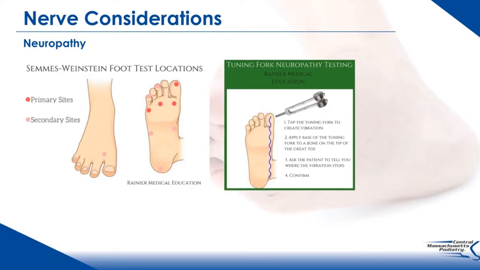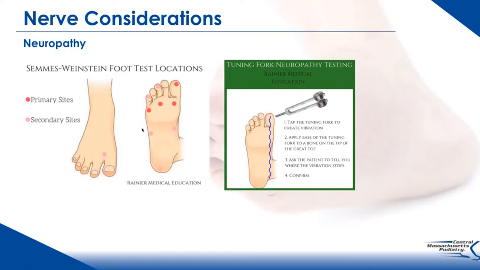There's two things that your doctor should check when they're checking for neuropathy. One is with a tuning fork. What you do is you tap the tuning fork and create a vibration. You put the base of the tuning fork to the bone at the tip of the great toe, and you ask them to tell you when the vibration stops. And so this tends to diminish first.